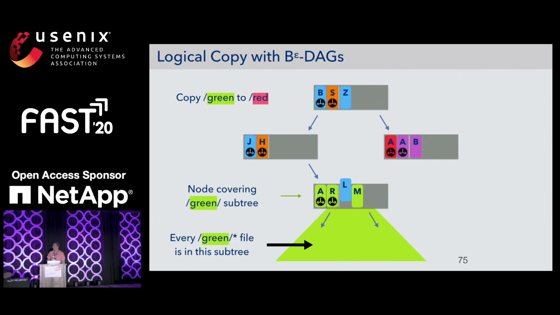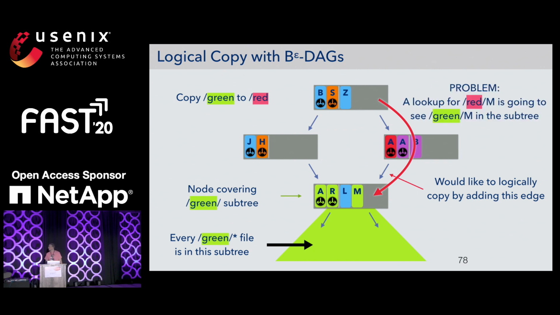Now note, there might be some other stuff in this subtree as well. Perhaps, as you can see, this node has some data for /blue/L, but let's not worry about that. So what we'd like to do is logically copy all the data in /green to /red by adding this edge here. And then if we go to look up stuff in /red, we'll follow this path here on the right, and we'll get to all the stuff in the subtree, and we'll have shared it successfully.